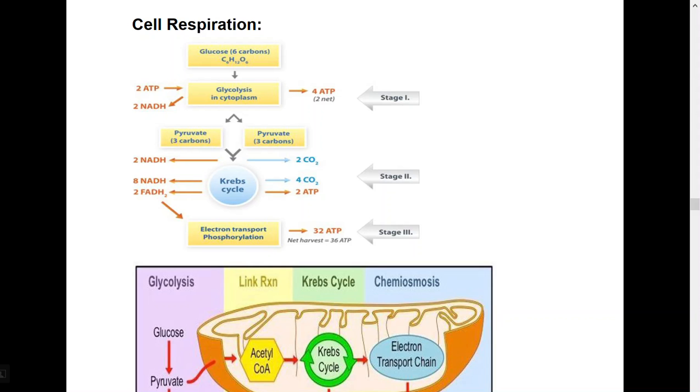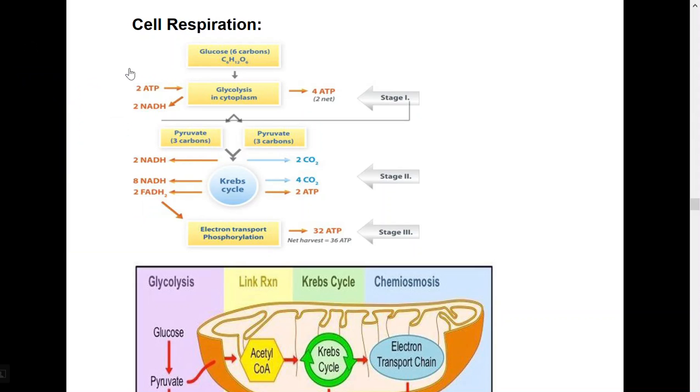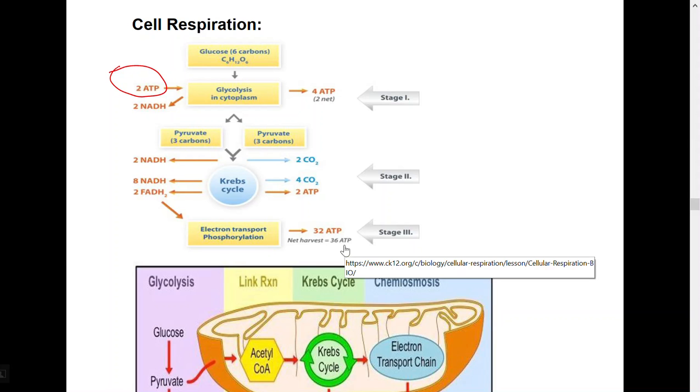One key thing is this input of ATP. You have to have an input of ATP in order to get some out. So you end up netting 2 ATP in glycolysis even though you get 4 out. By the end of the process, you end up harvesting about 36 ATP net. Numbers are going to be different. I know I originally learned 40. The numbers are generally between 32 and 42.